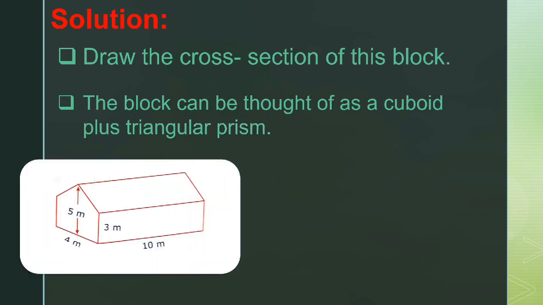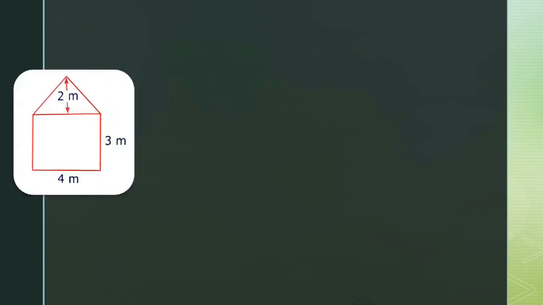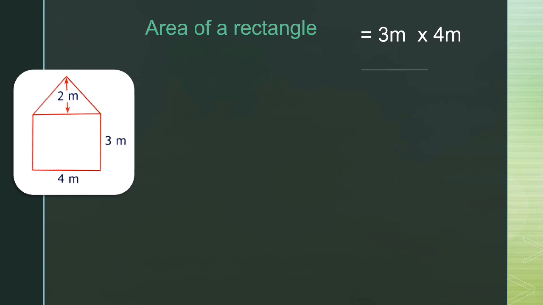Okay, look at this block. First, we will solve the cross section, which is the triangle and rectangle. We will solve this area and multiply it by the length. Now we will solve the area of a rectangle, which is length times width. So we have 3 meters times 4 meters. It is equal to 12 meters squared. This is now the area of our rectangle.